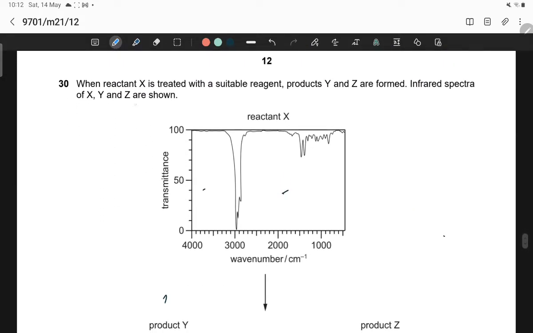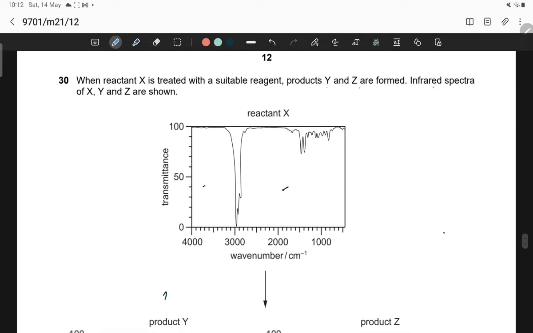When reactant X is treated with a suitable reagent, products Y and Z are formed. Infrared spectra of X, Y and Z are shown. Okay, when reactant X is treated with a suitable reagent, products Y and Z are formed. Infrared, okay.